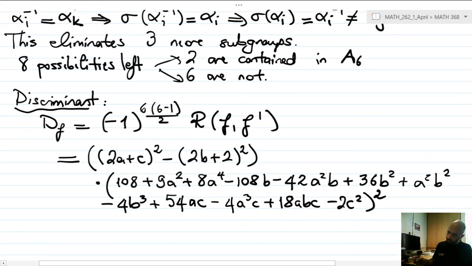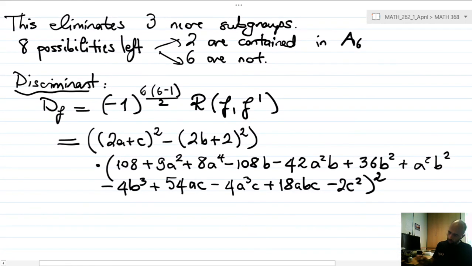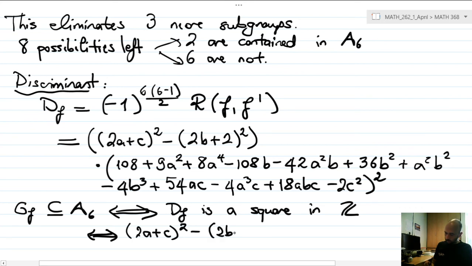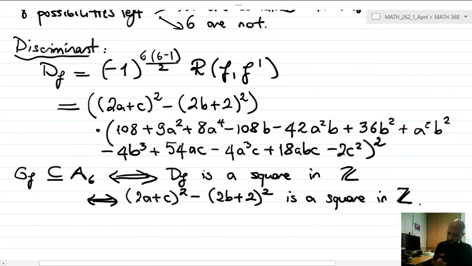So, okay, so GF is contained in A6 if and only if DF is a square in Z, and that's if and only if this first part, this (2a plus c) square minus (2b plus 2) square is a square in Z. And that's very easy to handle because this is a very simple thing.